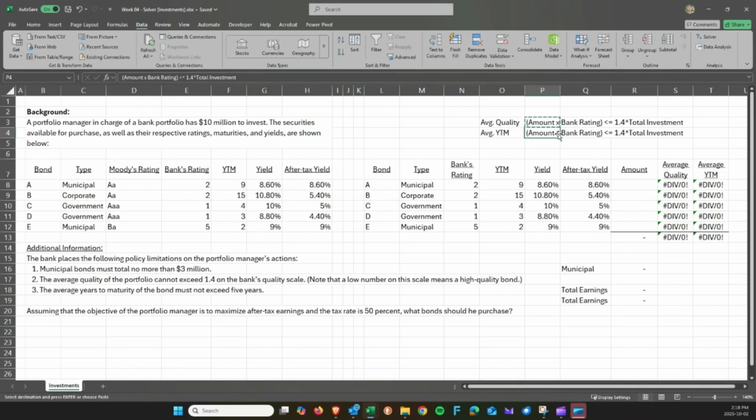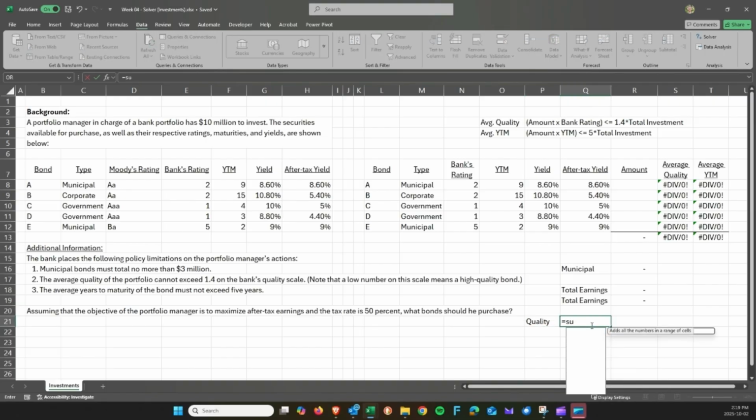So here I'm going to say amount times, this time YTM, is less than 5 times my total investment. So I'm just restructuring the calculation. And I'm going to have to do that somewhere here. To do that, I'll have to have, maybe I'll do it down here, quality.